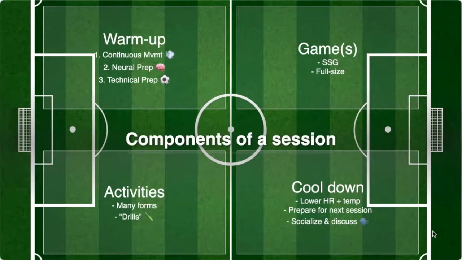Then we'll talk about games. You've got your small-sided and your full-size games. You can put constraints on games. Games essentially are the player's favorite part of a session, usually. Then we'll go through activities. Activities are essentially anything that's not one of these other 4 elements. So if it's not a warm-up, if it's not a game, and it's not a cool down, it's probably an activity.